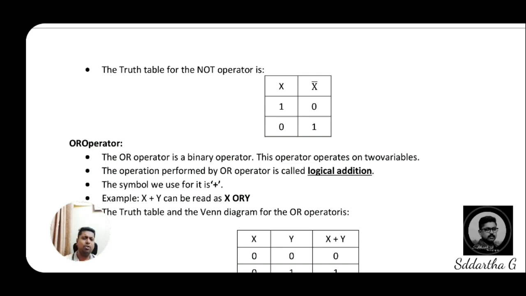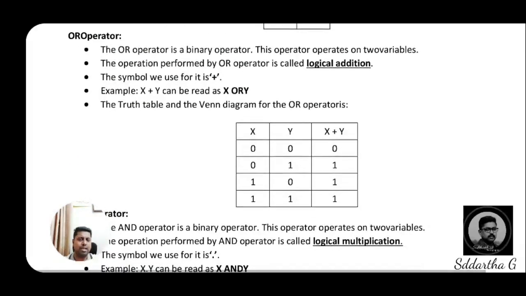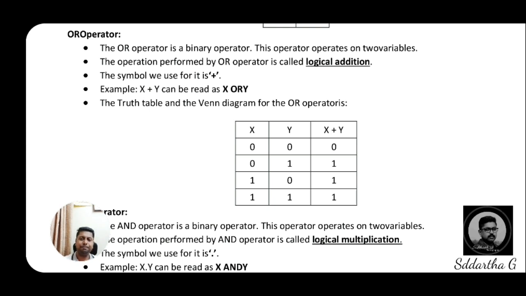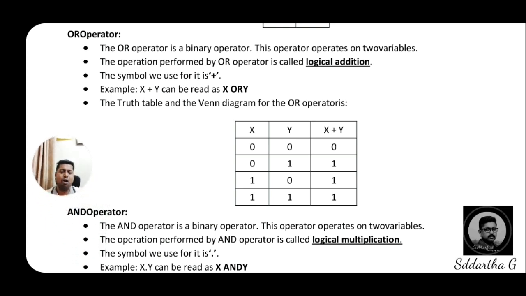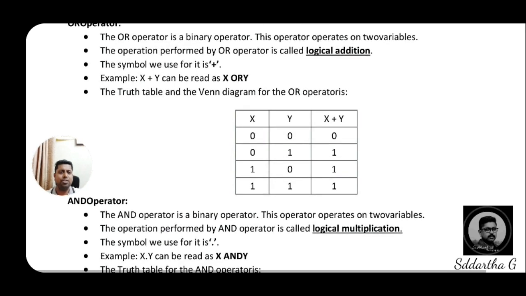So let us conclude the NOT gate, and directly we will go to the second logical operation, that is the OR operation. Before going to the definition of the OR operation, OR here means, simply mathematically, addition.